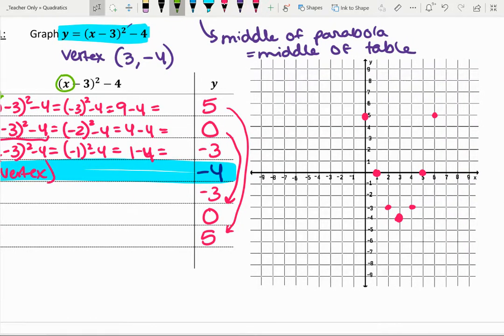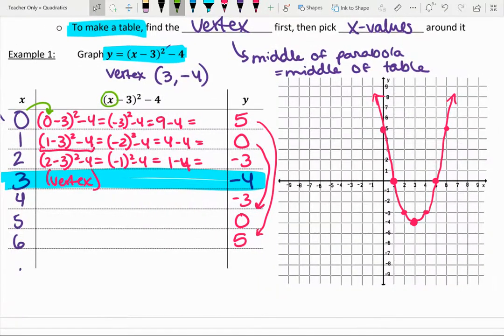So like I said, I should have included that in our notes a couple weeks back, but I don't have a time machine, so I'm including it now. Using a table of values to not only organize your work, but organize your thinking as well, and putting that vertex right smack dab in the middle.